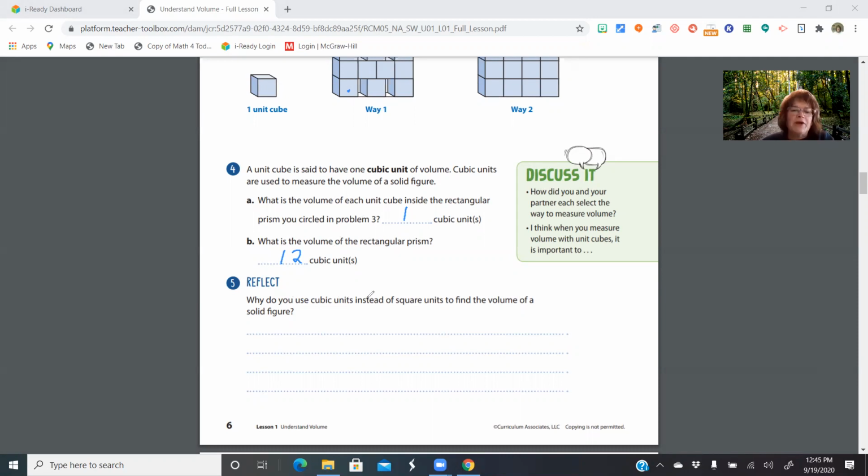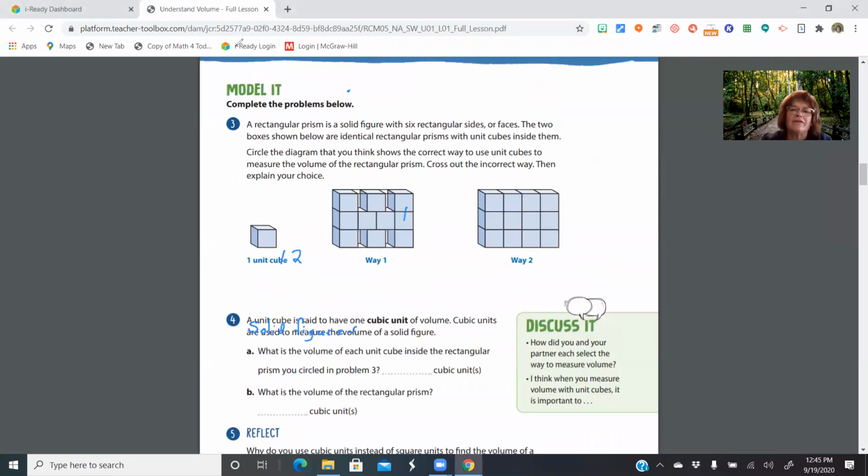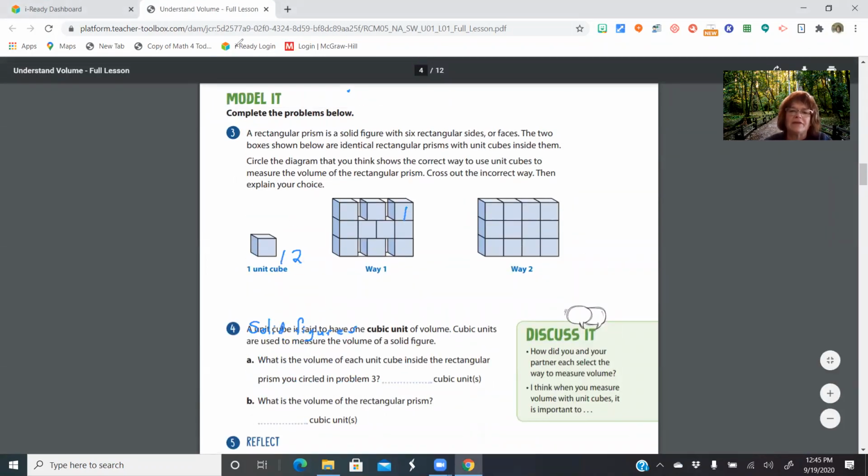Why do you use cubic units instead of square units to find the volume of a solid figure? Well, let me explain it first. Solid figures have 3 dimensions. They have a length, a width, and a height. There's length, width, and height.